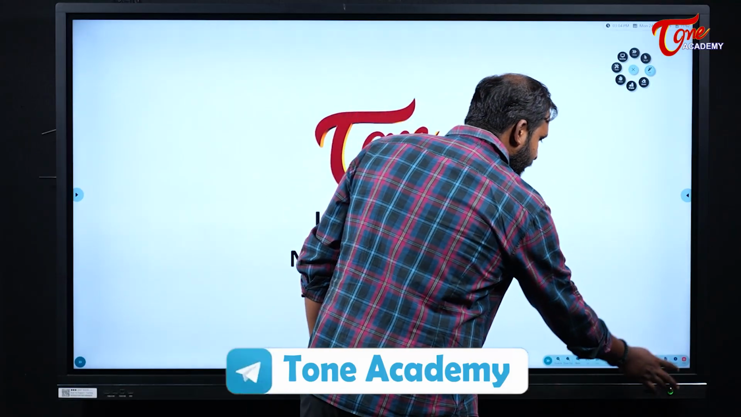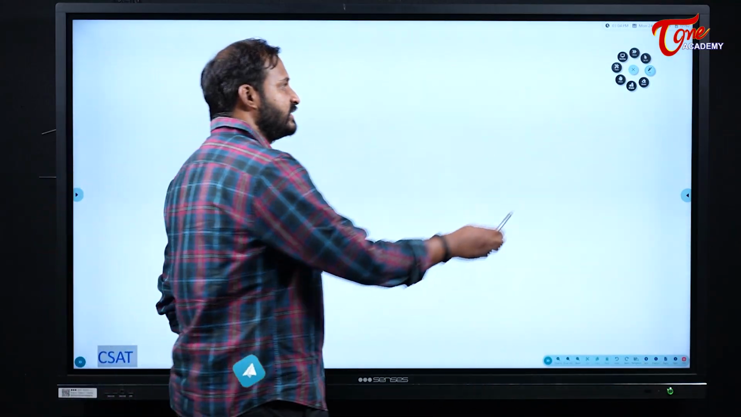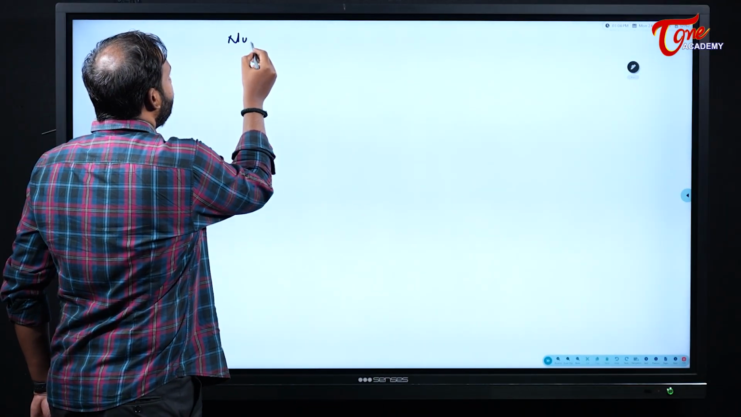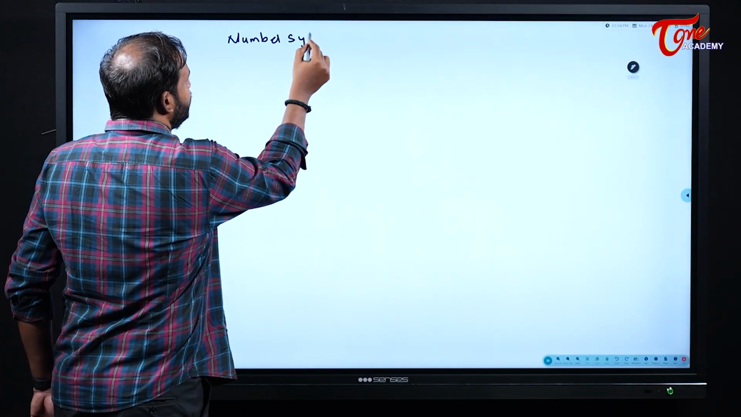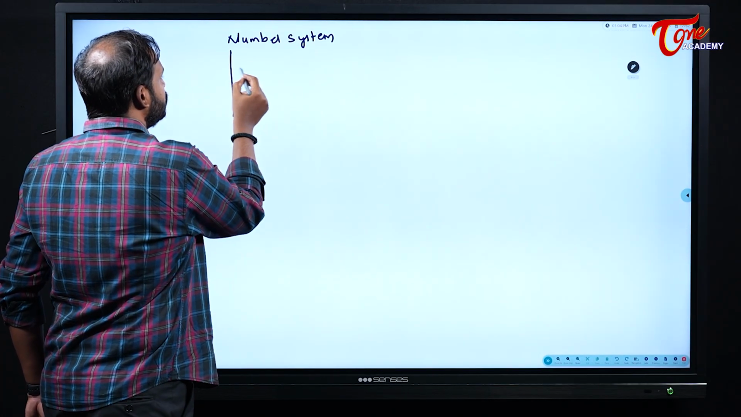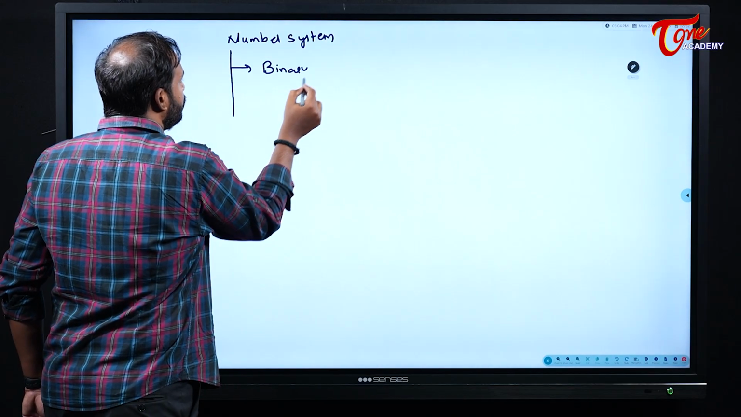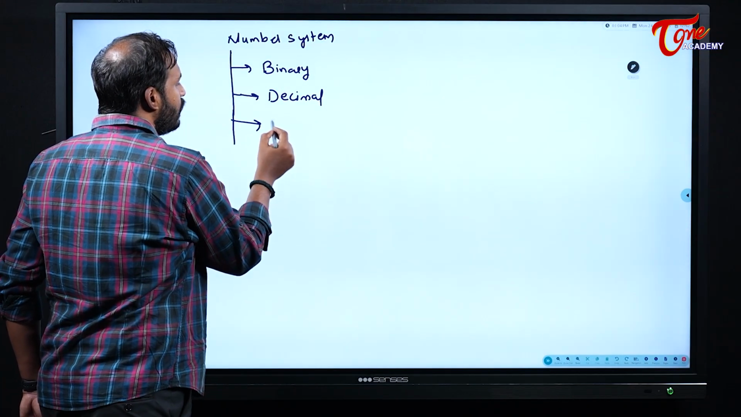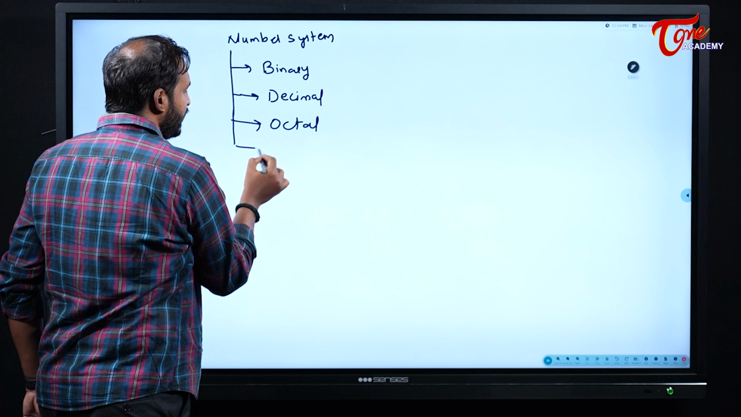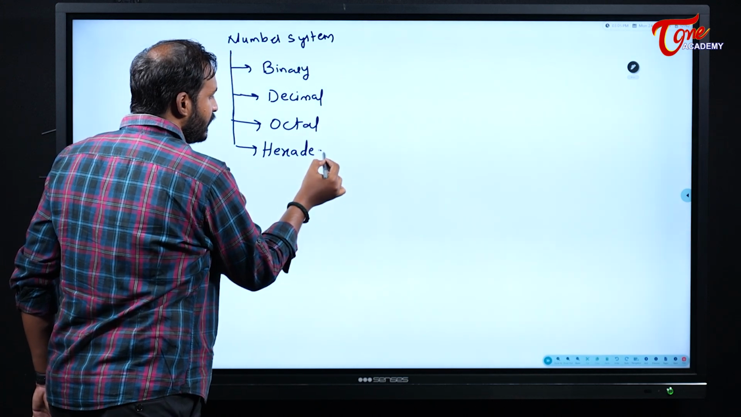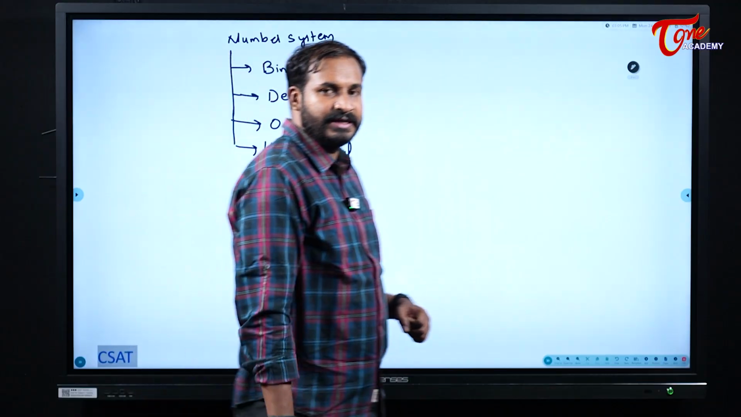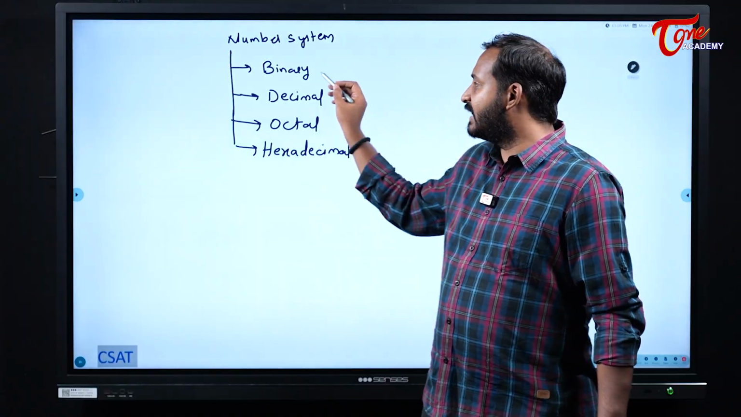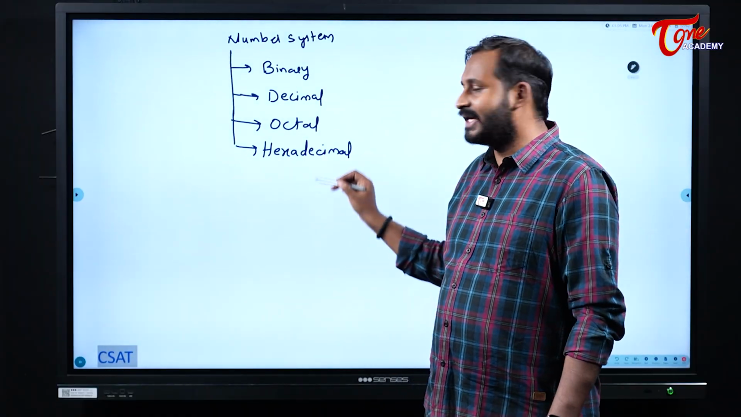When it comes to number systems, we have 4 different types, students. What are those? Binary system, decimal system, octal system and hexadecimal system. So this number system is divided into 4 different types: binary, decimal, octal and hexadecimal.